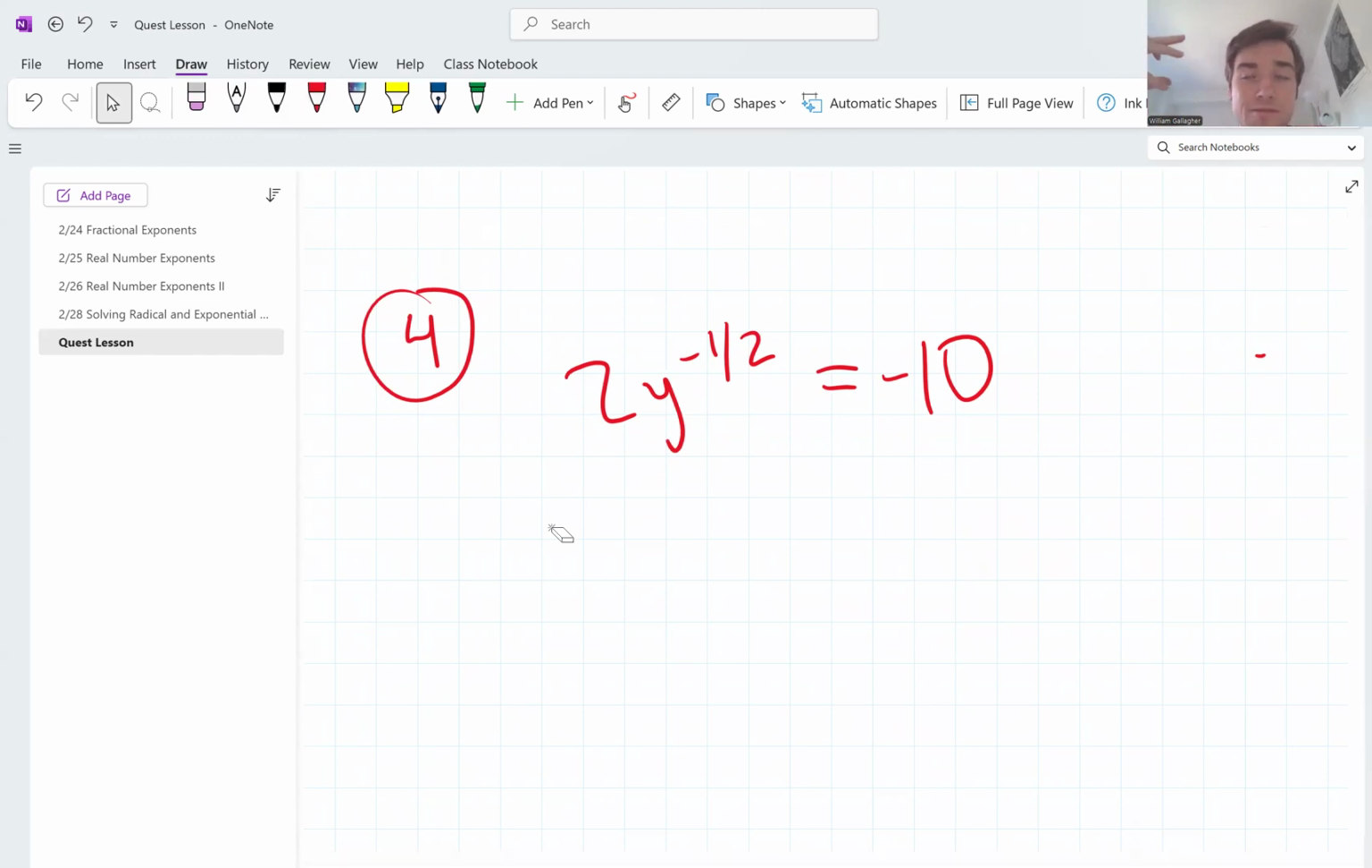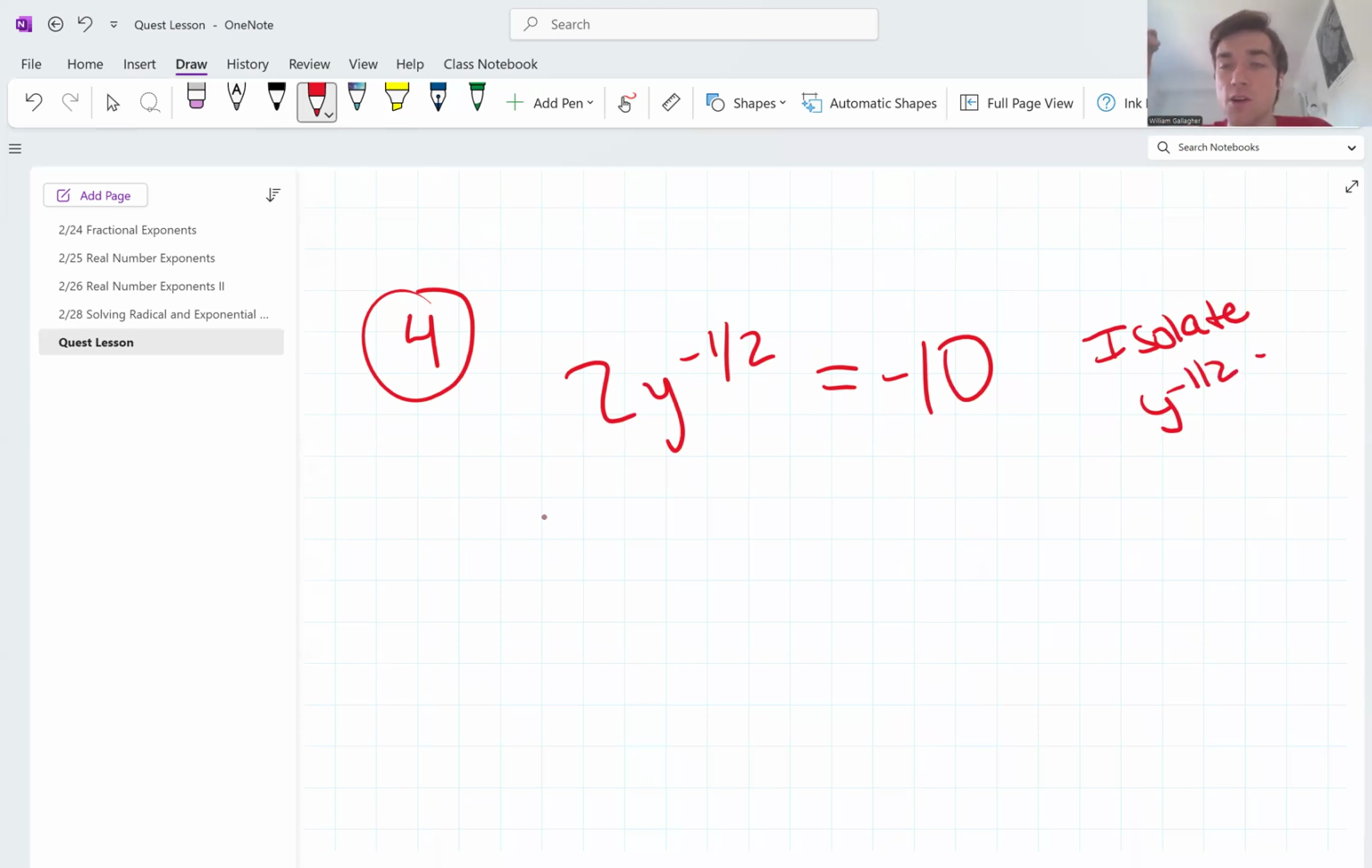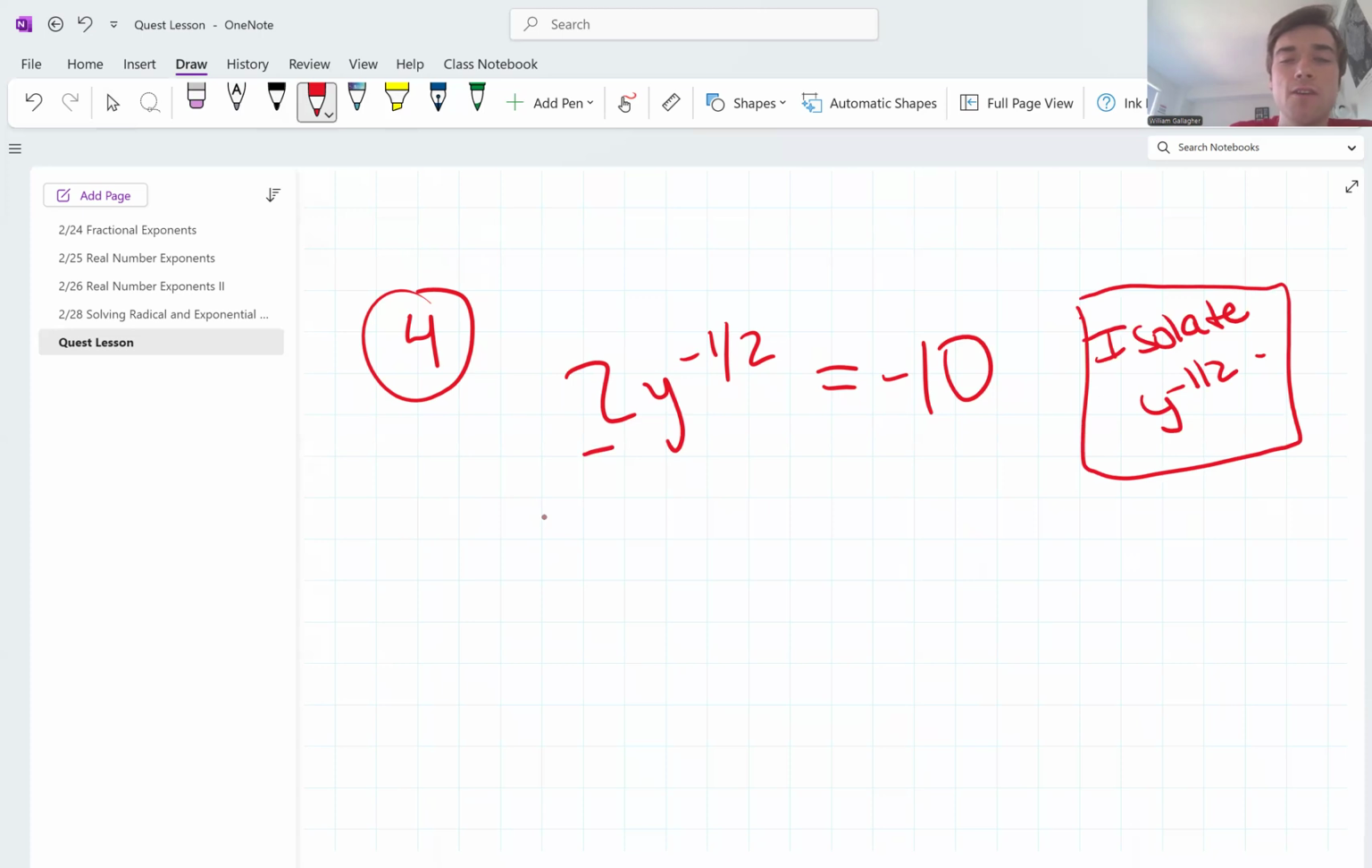So again, assuming you've done that. The goal here is to isolate y to the negative 1/2, right? We want to raise y to the negative 1/2 to the negative 2, so that we just have y to the first power. But before we can do that, we need to isolate y to the negative 1/2. So we're going to divide by 2. So we have y to the negative 1/2 is equal to negative 5.